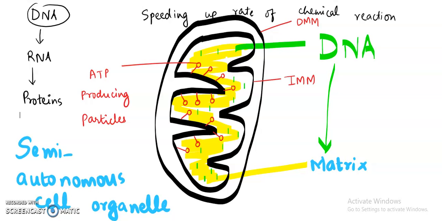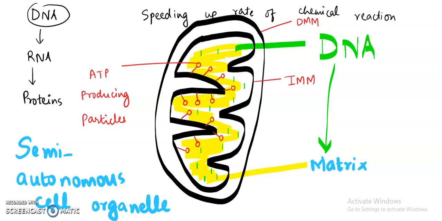Okay. I hope mitochondria structure has been well understood. The structure is very, very important. The labeling of mitochondria is important, and it can also be asked that why is it known as semi-autonomous cell organelle? So it is known as semi-autonomous cell organelle because it has its own DNA.